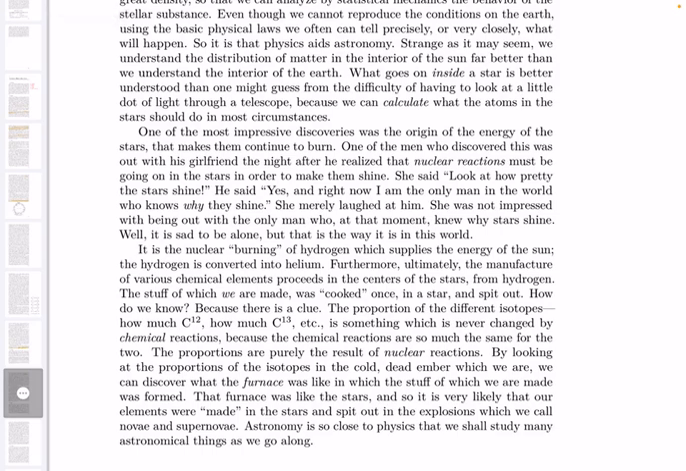Strange as it may seem, we understand the distribution of matter in the interior of the sun far better than we understand the interior of the Earth. What goes on inside a star is better understood than one might guess from the difficulty of having to look at a little dot of light through a telescope, because we can calculate what the atoms in the stars should do in most circumstances.